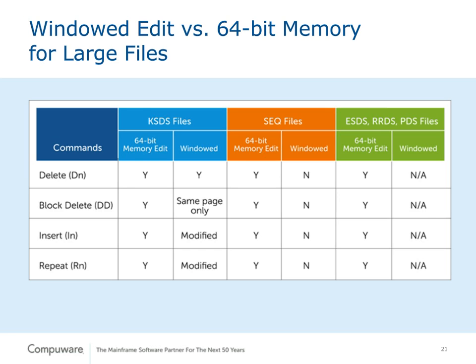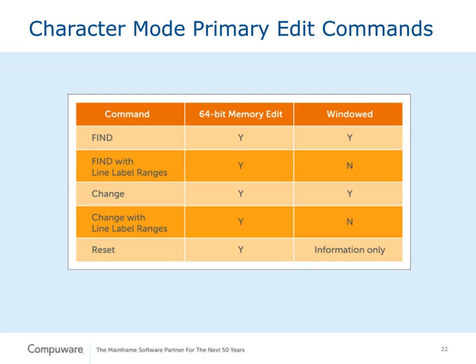And for sequential files, 64-bit memory removes all sorts of restrictions, and that allows us to perform the commands listed on the chart. And finally, for other large file types, we now support them where before we couldn't even edit or browse them at all if they were large. There are a few other frequently used commands that now work the same regardless of the file type. So let's take a look at the product for a comparison.